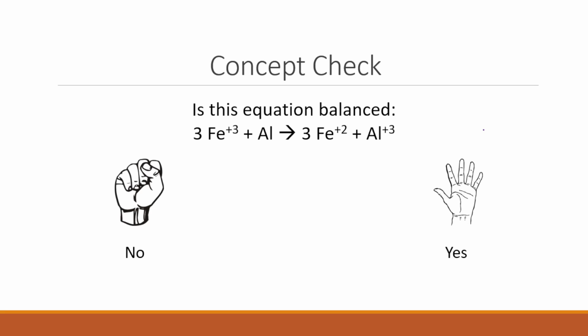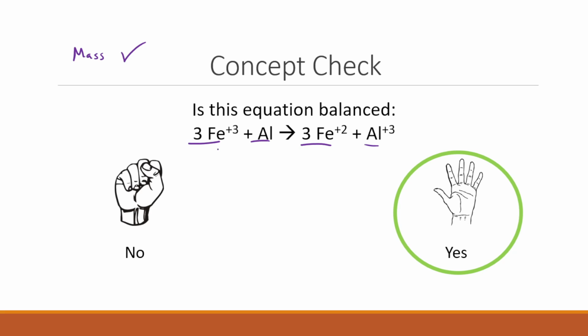The answer here is yes, it is balanced. Let's check. I've got 3 iron on the left, 3 iron on the right, 1 aluminum on the left, 1 aluminum on the right. So mass is balanced. But what about charge?